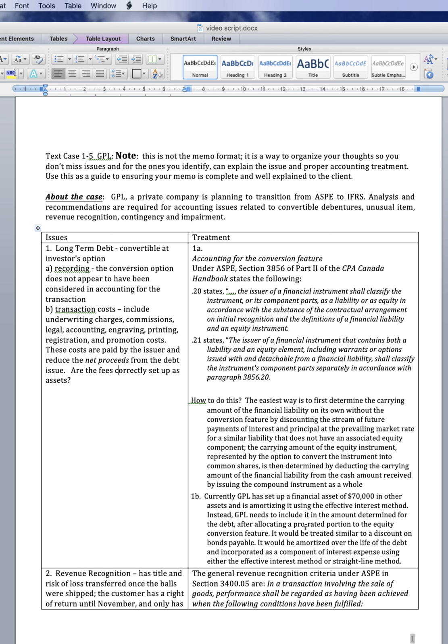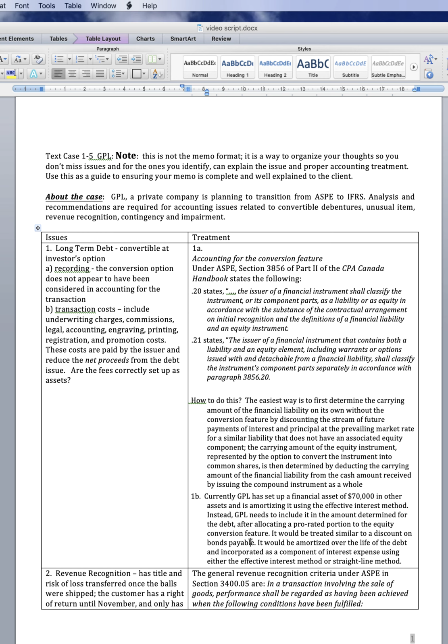All right. So in our case, it says here, GPL needs to include the costs in the amount determined for the debt, right? That's the cash you get. And then they have to allocate a pro rata portion to the equity conversion feature. So you already have to know when you're setting up the entry at the issue date how much you're going to set up or charge to the equity piece. So this cost would be treated similar to a discount on the bond payable. Don't forget, discounts have debit balances, right? Discounts on bonds. And so would your transaction costs have a debit.